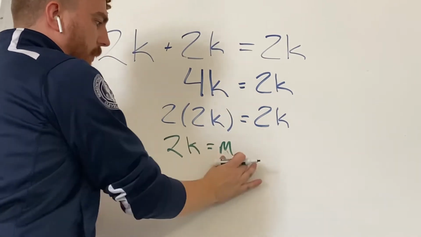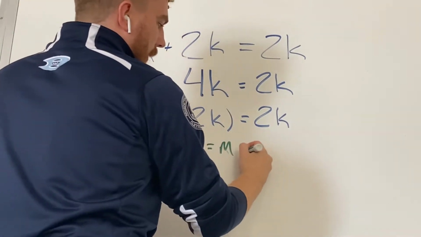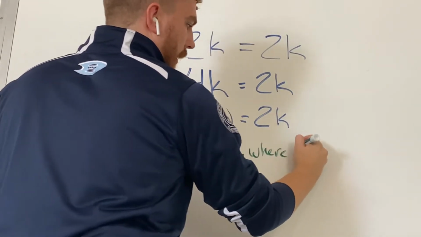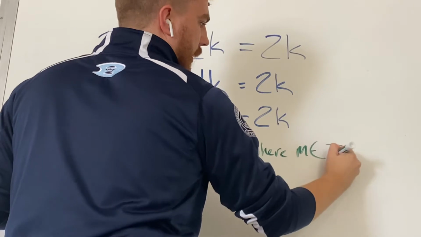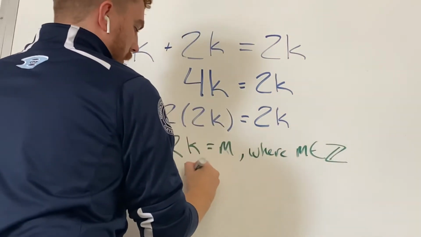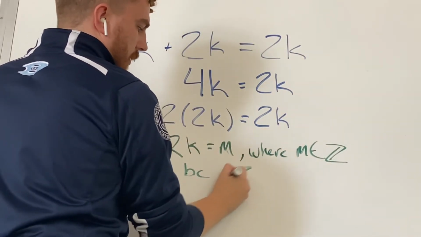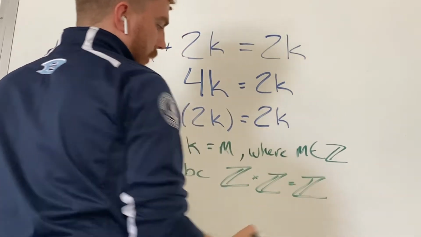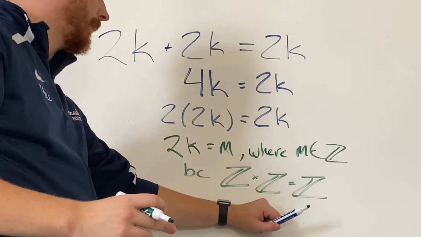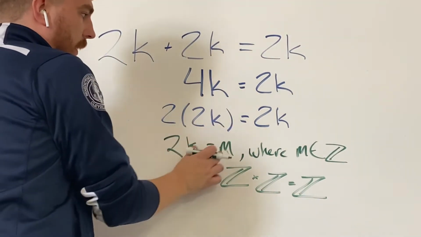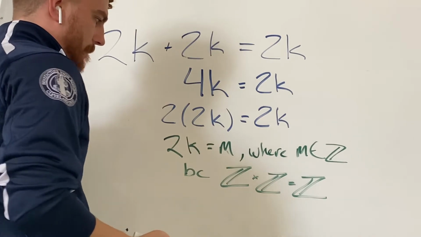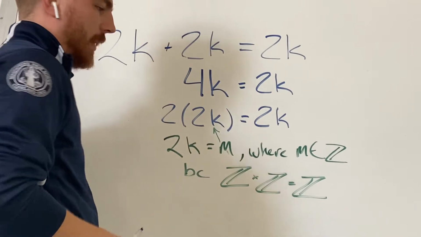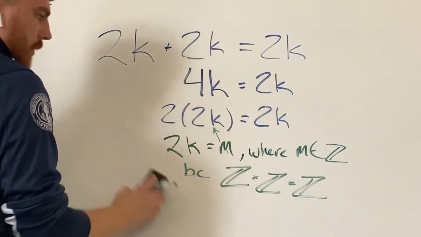So if we say 2k is equal to m, we now know that m is an integer, where m is an integer because integer times integer is equal to integer, okay? So this is what we got now. So 2k is equal to m. So now what we can do is we can take this m and replace it in here. So let's erase all this.